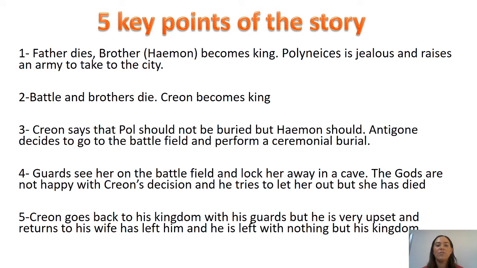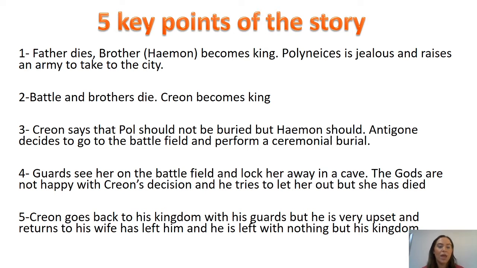So let's look at the 5 key points of the story. Point number 1. Father dies, brother, who's called Haemon, becomes king. Polynices is jealous and raises an army to take to the city. So that is point number 1. Point number 2. Battle and brothers die. Creon becomes king. So they have a battle and the brothers die and then Creon becomes the king.